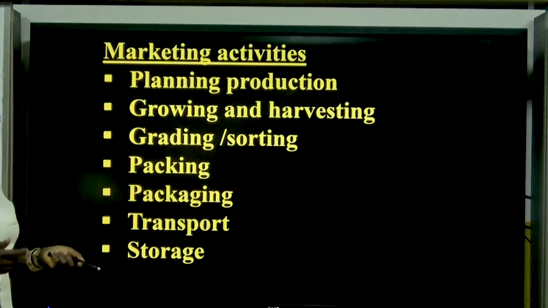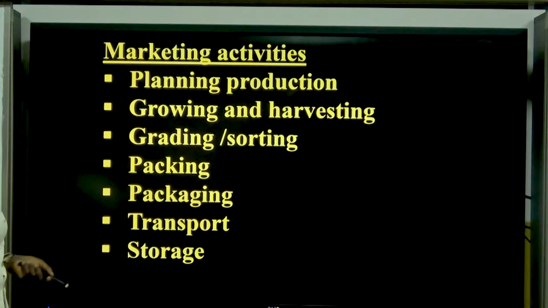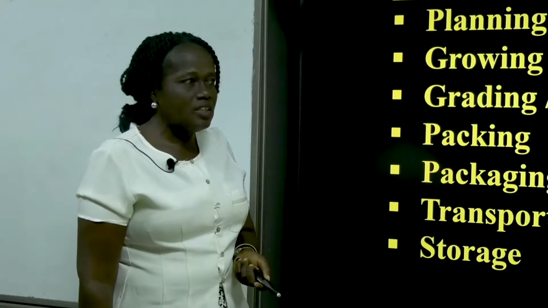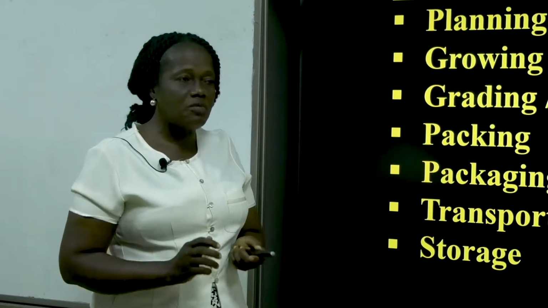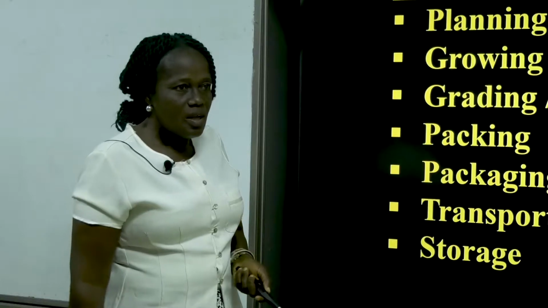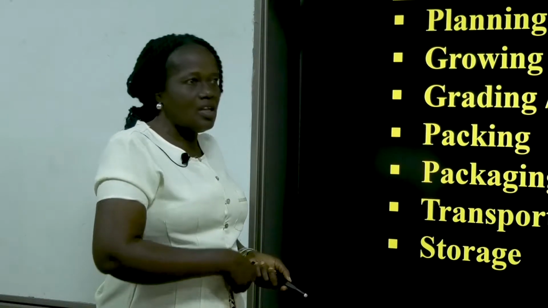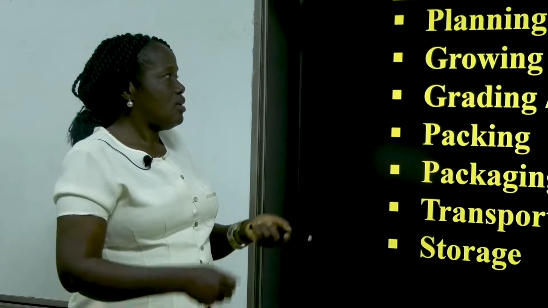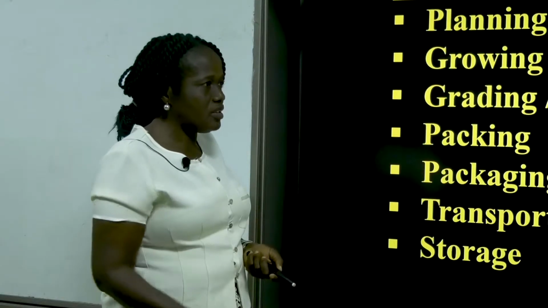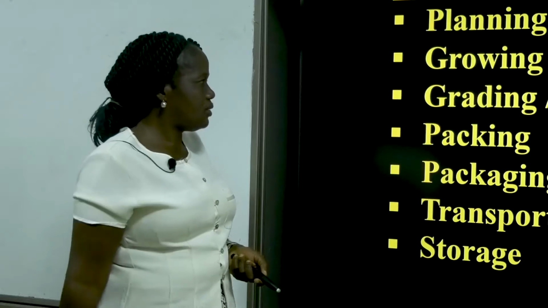There are other activities that take place when you grow crops on the field. After that, the last one is the harvesting. These two things must be put in place before we talk about marketing, because you cannot just stay in your farm and say, I want to market my crops. It doesn't work like that. There must be growing and harvesting before we talk about marketing.